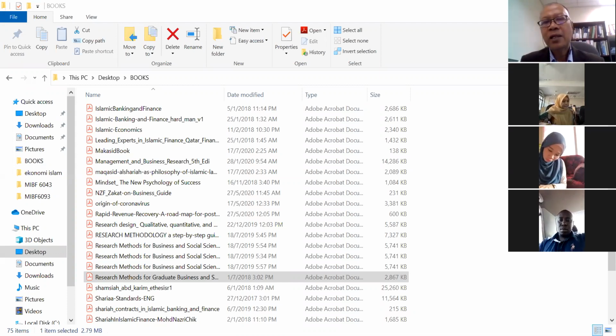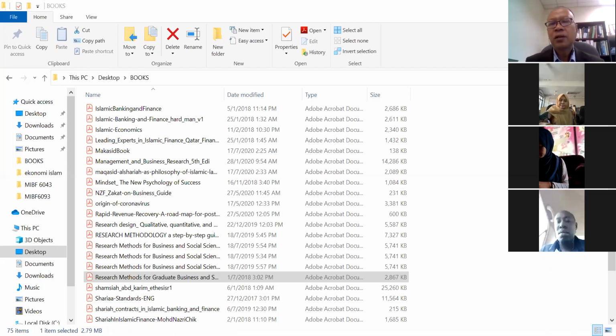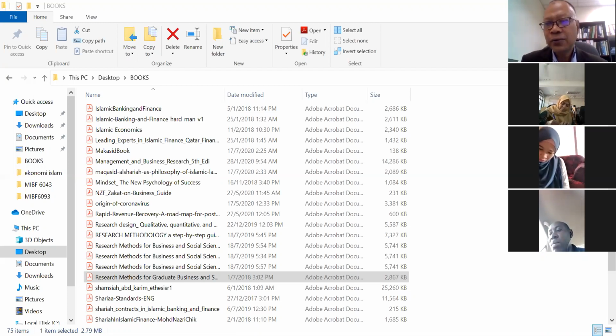Research method and research methodology are two different things. What is the difference between research method and research methodology? We'll start with what research method is. A research method is a way of conducting and implementing research. So it's a way to conduct and to implement research. That is a research method.